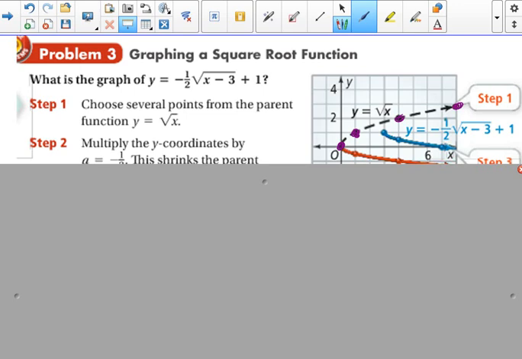Right? Now, if I was to make a T-chart on that, I'm going to leave the 0, 0 off, but you've got 1, 1, 4, 2, and 9, 3. Okay? So there's your x and y.